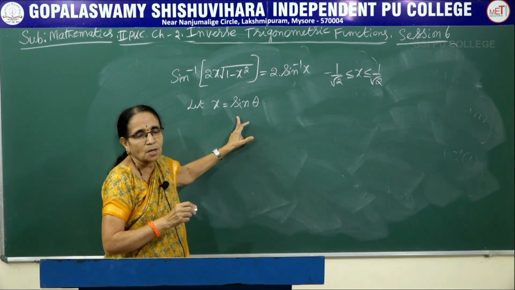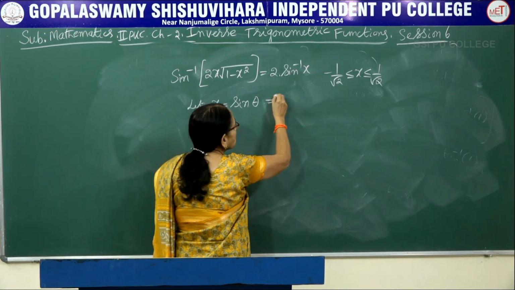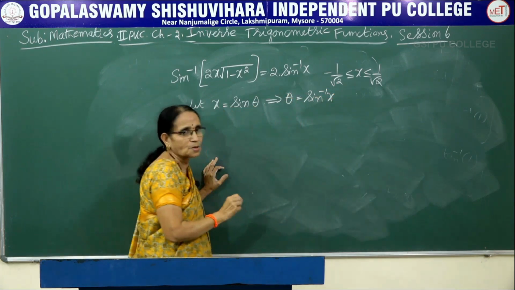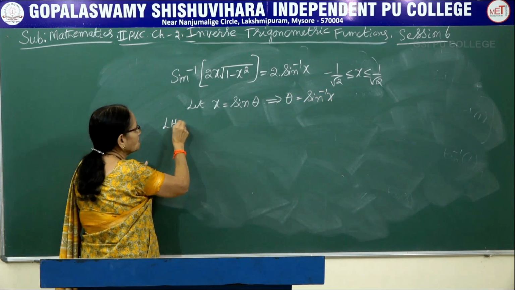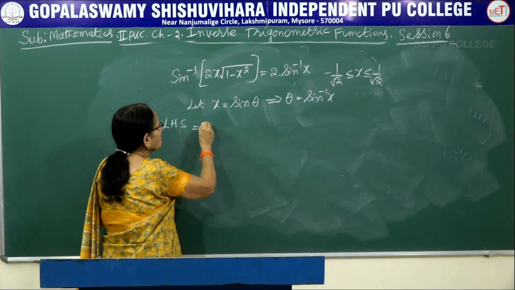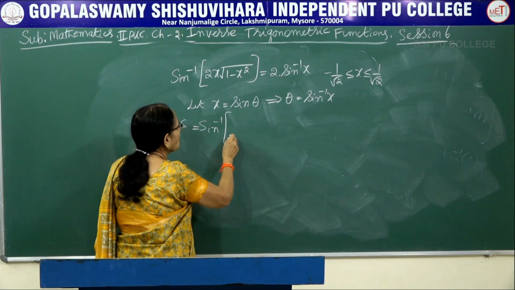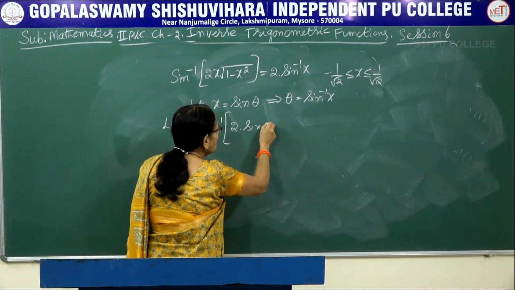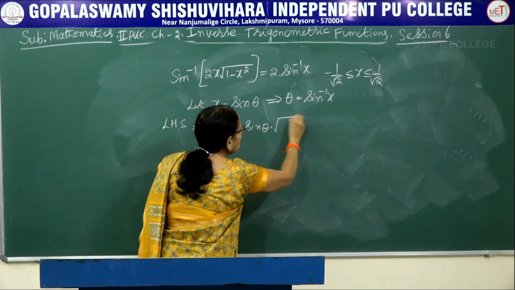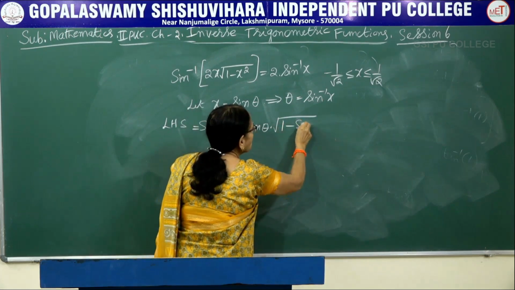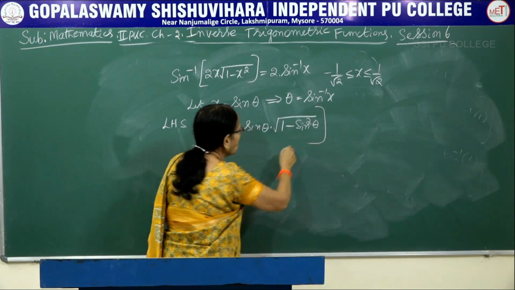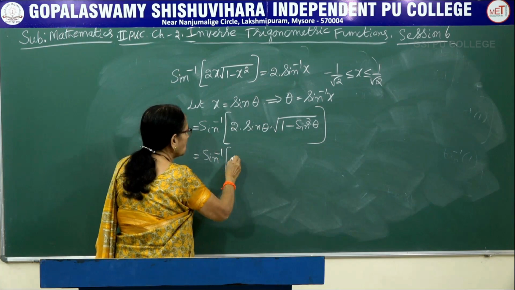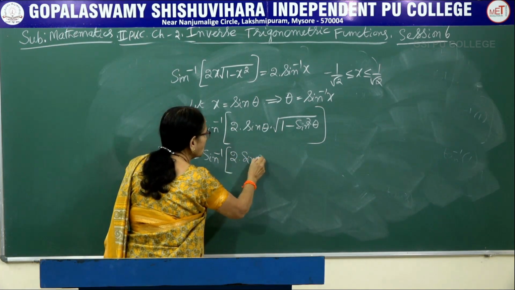So as soon as you make the assumption x equal to sine theta, you immediately write what is theta. Theta can be replaced in the end by sine inverse x. Now let us start with the left hand side because we are proving a result here. That is sine inverse of 2 into x, which is sine theta, into root of 1 minus sine square theta. That is equal to sine inverse of 2 into sine theta.